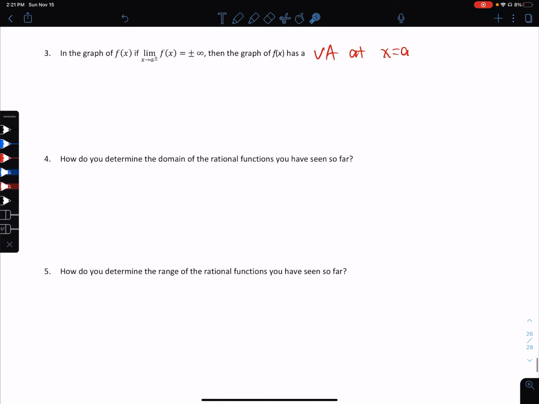Number 4, how do you determine the domain of the rational functions that you have seen so far? Well, we are going to always assume that the domain is all real numbers except, well, let's not say except, let's say excluding x values from vertical asymptotes and point discontinuities.